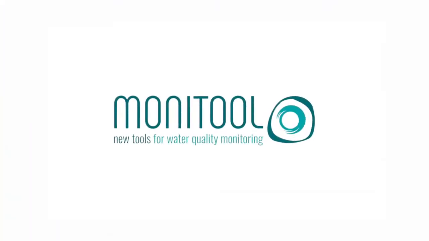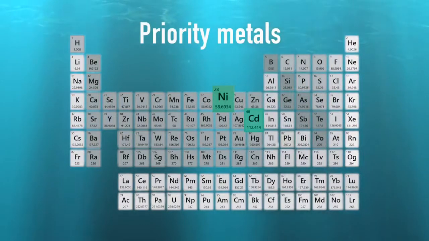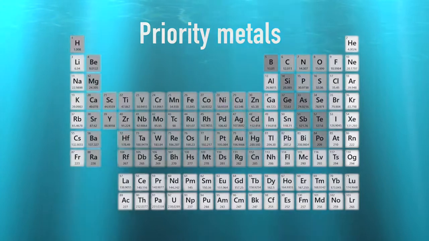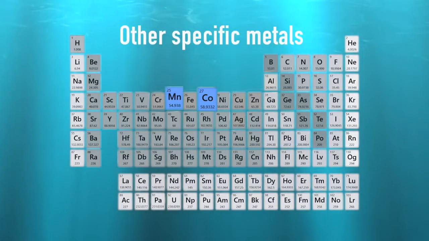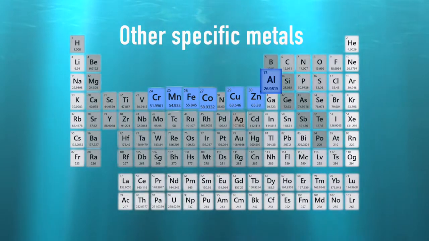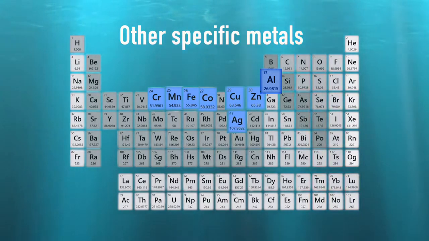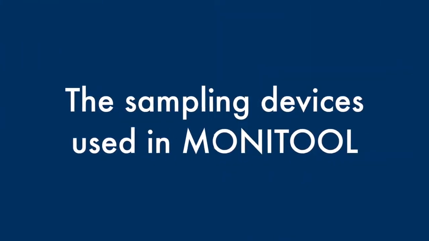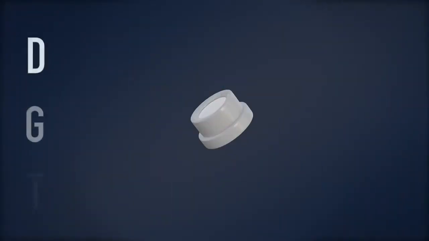What is MONITOOL? MONITOOL is a European project whose objective is to adapt existing metal water environmental quality standards, EQSs, for passive sampling devices, PSDs, thus allowing their use to evaluate the chemical status of waters under the WFD. The passive sampler devices used in MONITOOL are the DGT. But what is a DGT?